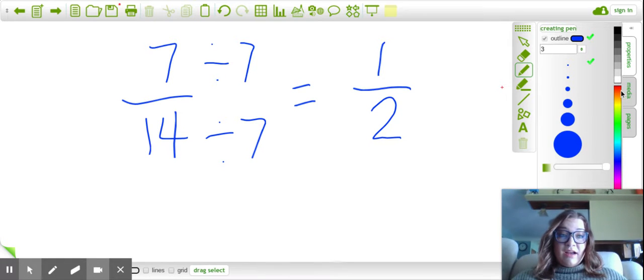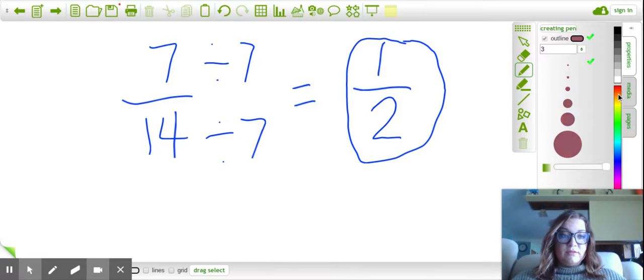There's also another really easy way to notice if a number is an equivalent fraction to 1/2. If you can add the numerator plus itself and it equals the denominator, it's equal to 1/2. 7 plus 7 equals 14. 1 plus 1 equals 2. Can you think of another fraction that's equivalent to 1/2?